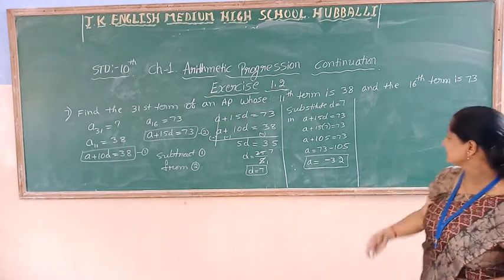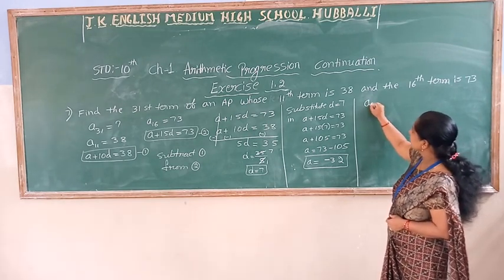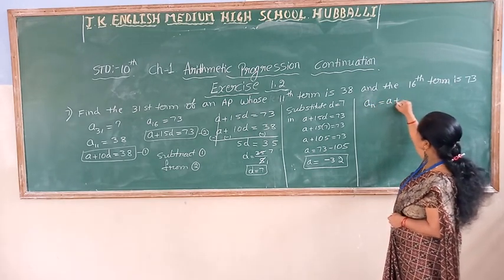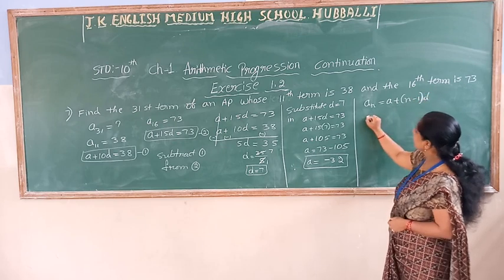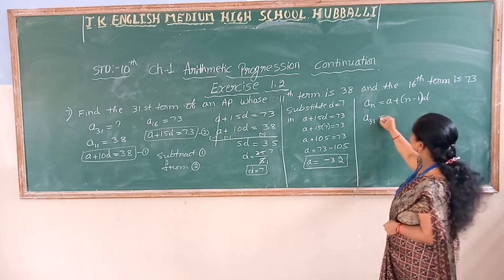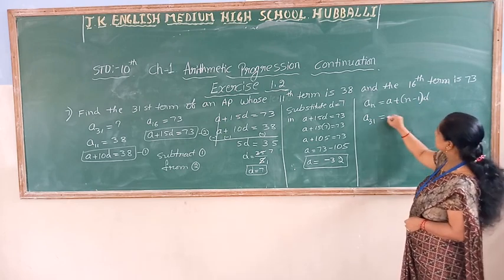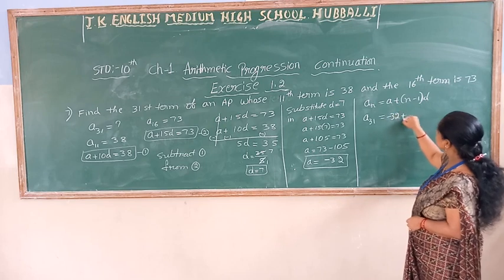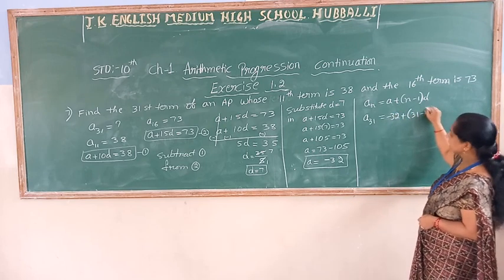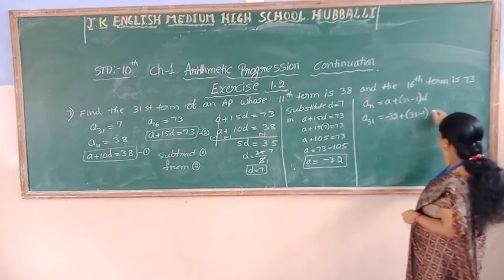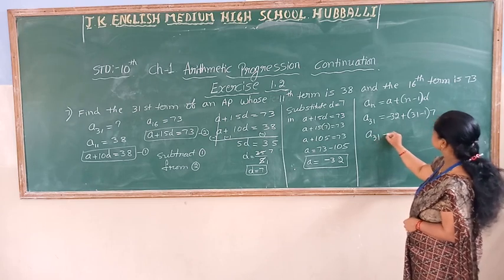So for the 31st term, write the formula. The nth term is equal to a plus n minus 1 into d. So A31, the 31st term I find out: A value is minus 32, plus n minus 1, n value 31, D value I got is 7. Substitute and simplify, you will get the 31st term.